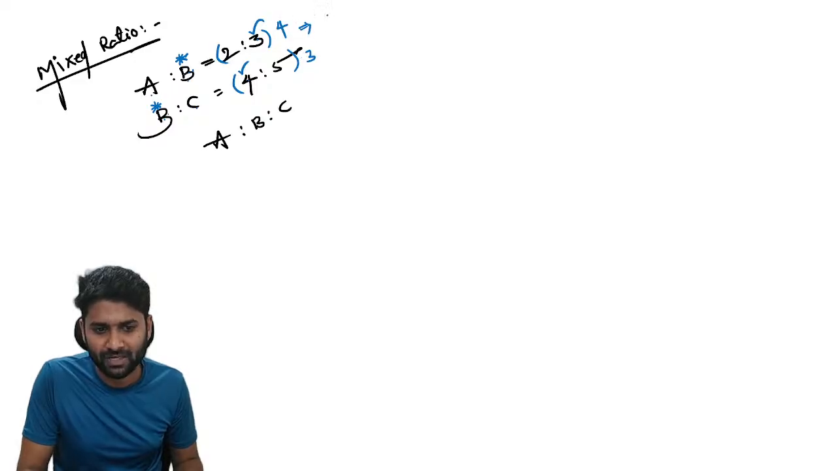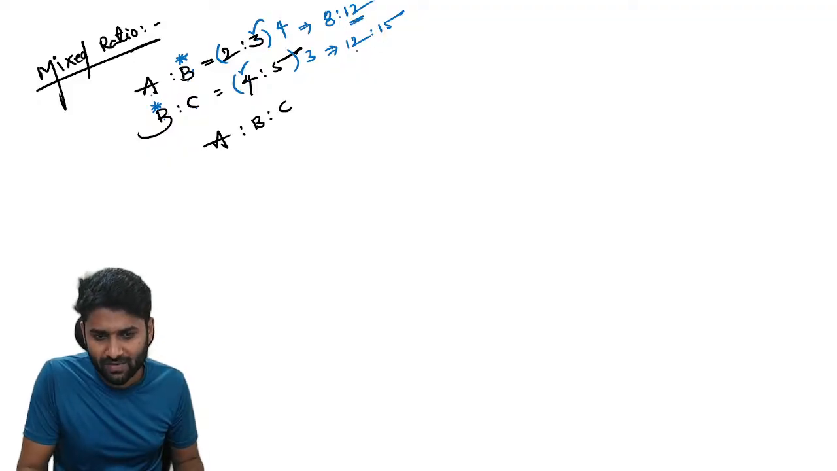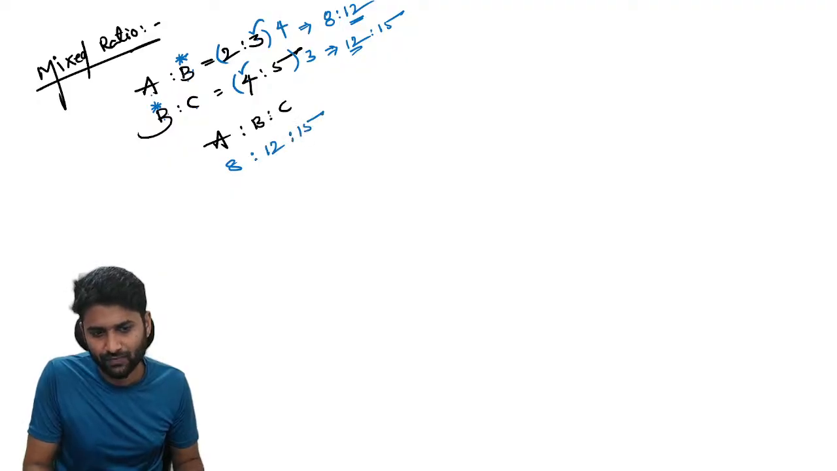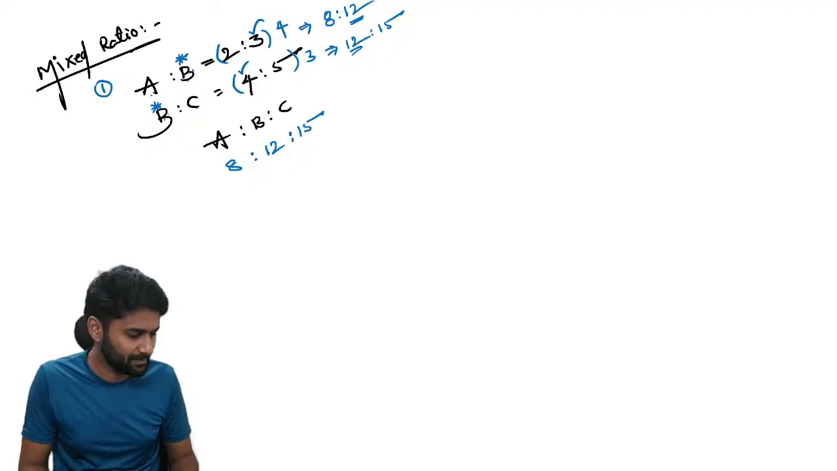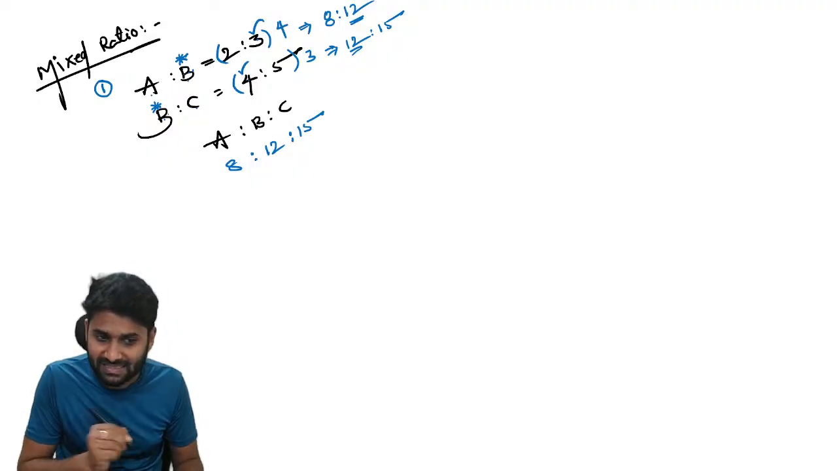Let's go through the multiplication. 4 into 2 is 8. 3 into 4 is 12. In the same way, 3 into 4 is 12. 3 into 5 is 15. Now if you observe, B's value is the same. If B's value is the same, then the ABC ratio is 8 is to 12 is to 15. Is it clear? If the alphabet is the same, then the position must be the same.